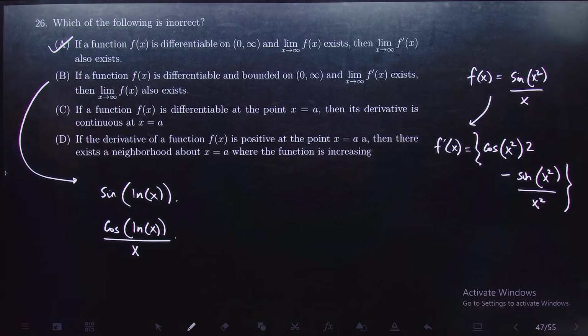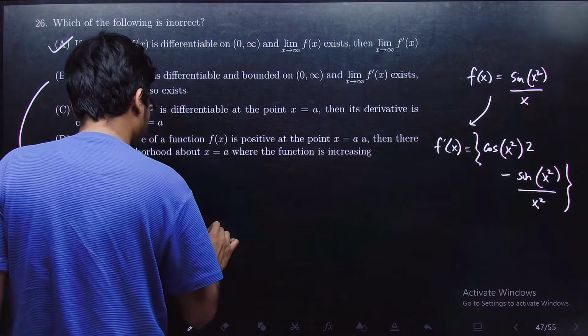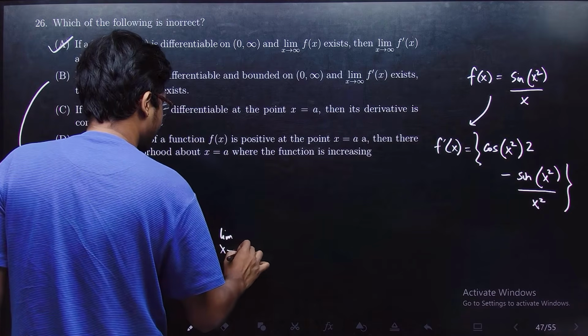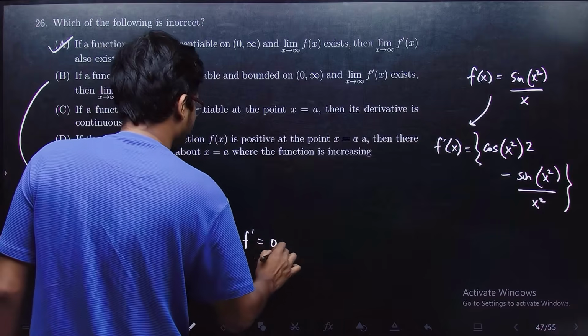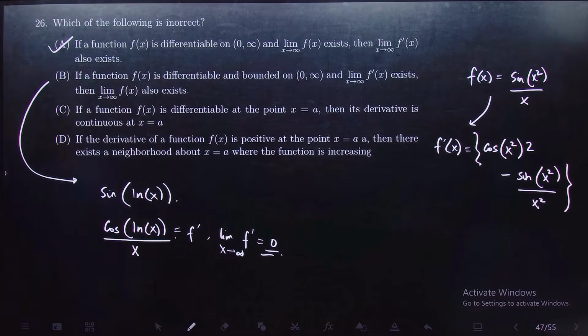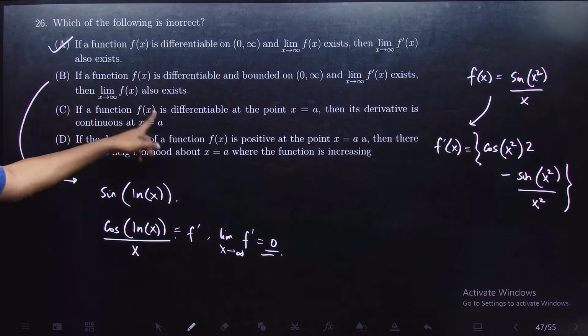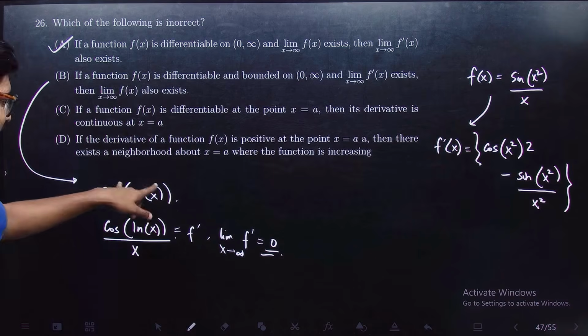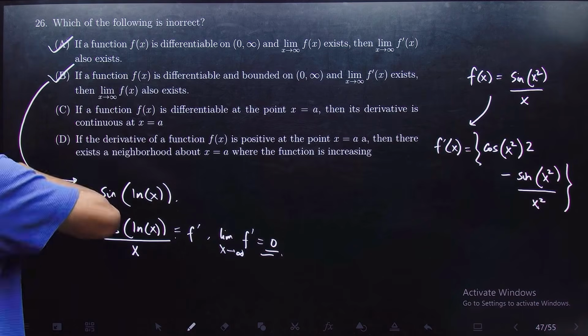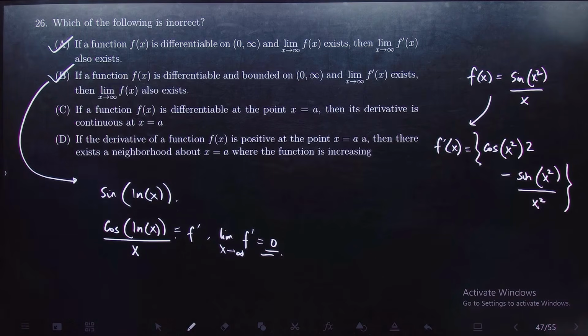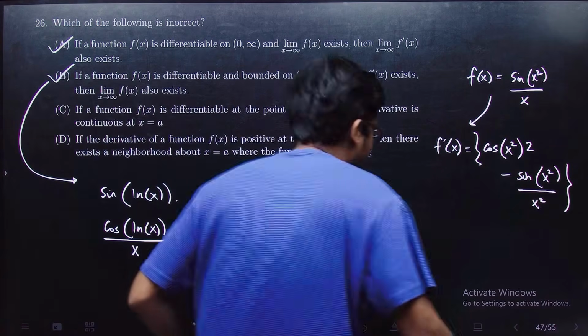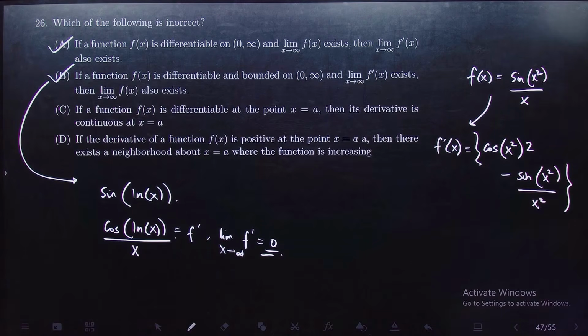Then limit x going to infinity, f prime x exists. We know what the limit is. So this is f prime, and limit x going to infinity of f prime is just 0 again. Then does limit f(x) also exist? It doesn't, right? As x goes to infinity, sine is oscillatory, so this limit does not exist. So B is also incorrect for us, okay? Next: if a function f(x) is differentiable at the point x equal to a, then the derivative is also continuous at x equal to a. This is option C. Is this correct?